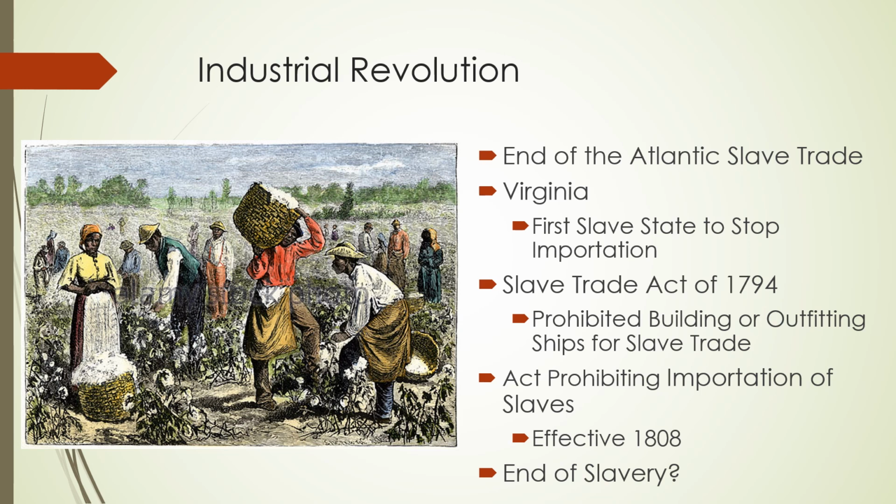So Britain has outlawed the Atlantic slave trade, and the United States and our own government has outlawed the Atlantic slave trade. So it would seem from the Declaration of Independence until 1808, we were sort of on the path to getting rid of slavery. Slavery was sort of on the way out. Half the states have outlawed it. Even the southern states are not importing slaves anymore.